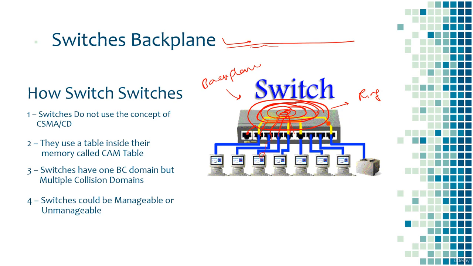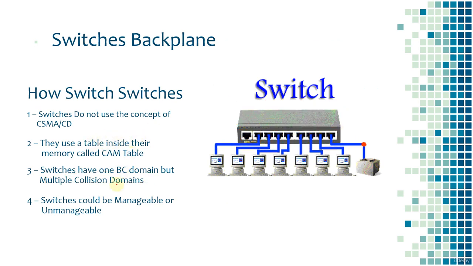So as you can see, there are no collisions happening. So it means it is going to have multiple collision domains. We have one domain, second domain, third, fourth. So every port of the switch is going to have a separate collision domain. It means this is not going to collide with this one, and this is not going to collide with this one, and so on.